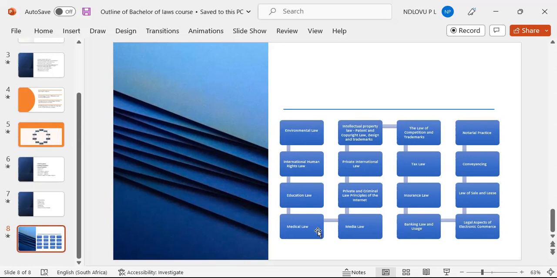So you've got your environmental law, your international human rights law, since the era of the Nuremberg trials in the post-World War II period, the human rights abuses under Adolf Hitler, and how they led even to the adoption of the Universal Declaration of Human Rights in 1948. So since that time, you find that international human rights law has grown by leaps and bounds.